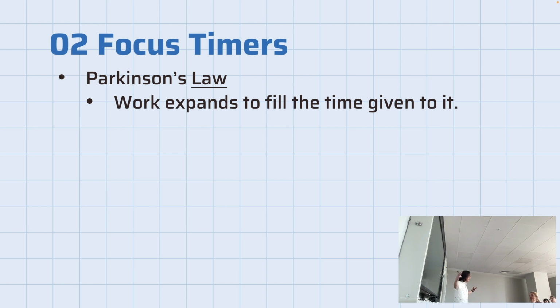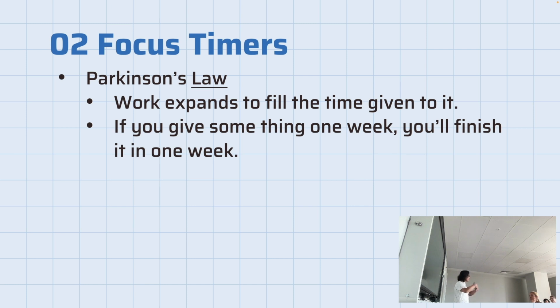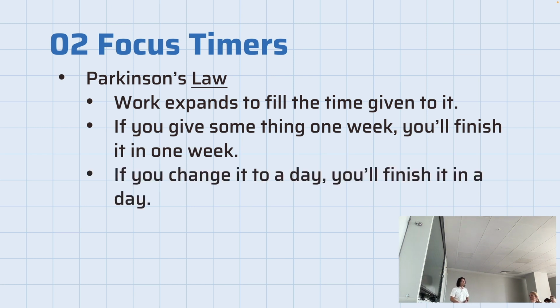Work expands. Okay, so if you give something 1 week, you'll finish it in 1 week. Okay, I'm gonna write this letter of recommendation next week. And I say, okay. It never gets done, right? If you change it to a day, you'll finish it in a day, right? If you change it to 6 hours, you'll finish it in 6 hours. That's how our brain works, right? So Parkinson's law says that work expands to fill the time given to it.